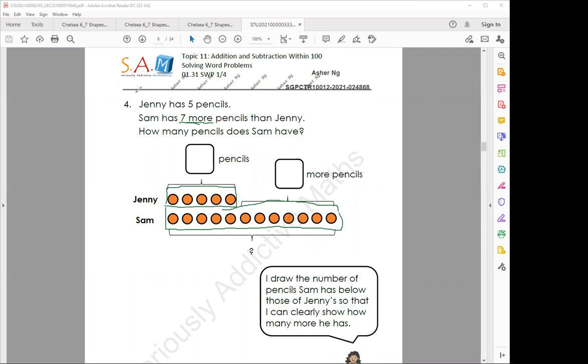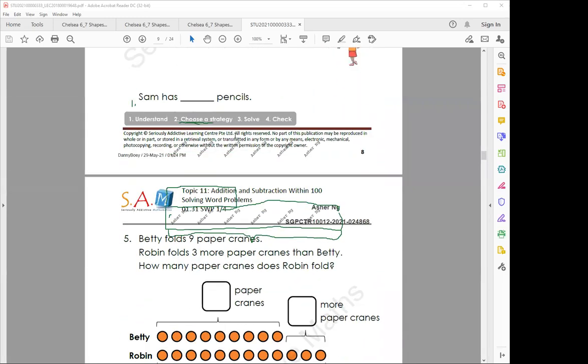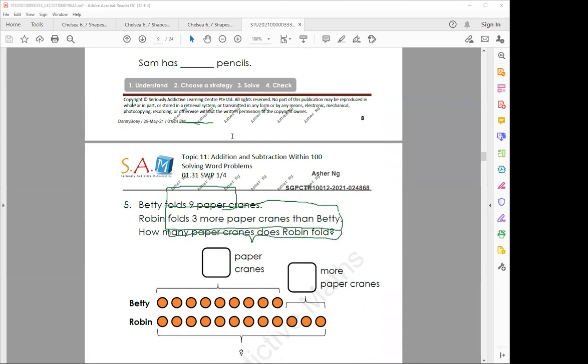Same thing, draw sentence by sentence. Let's look at the first sentence. Jenny has 5 pencils. So Jenny, 5 pencils. Use circles to represent. And then Sam has 7 more. So get them to draw 5 first and then 7 more. It's important for them to look at what the question is asking: how many pencils does Sam have? They may struggle with this, so more practice is required, that's fine, which is why we only intended for 1 workbook for this lesson.